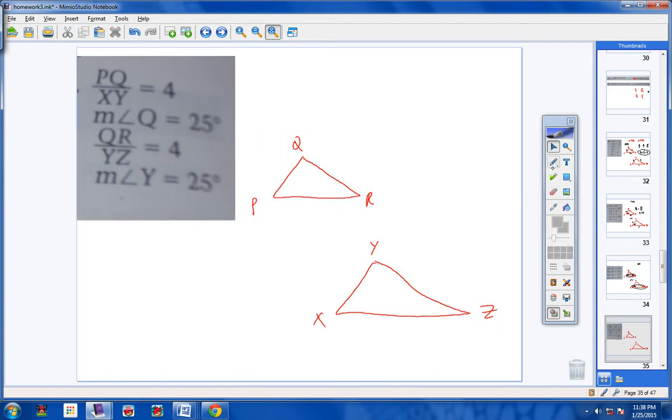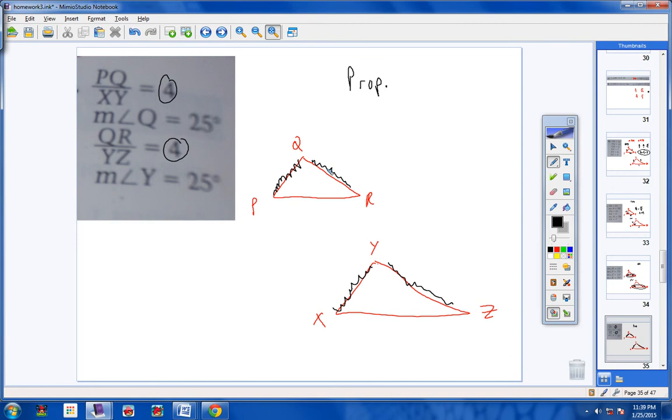Moving on to number 15. Here we go. Now, be careful here, we're dealing with PQ over XY equals 4, and QR over YZ equals 4, okay? So, right away, listen to me, we know this side here, this side here, this side here, and this side here are what? Proportional. Guys, we know that for sure because this side over this side gave you 4, and this side over this side, when you reduced it, gave you 4 also.